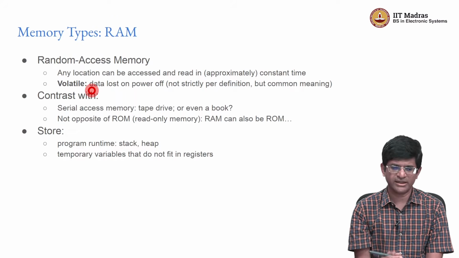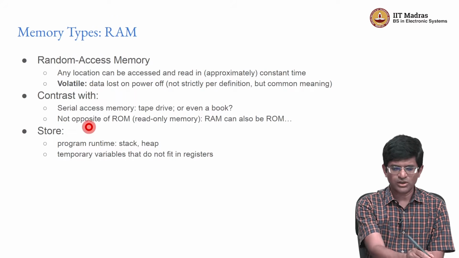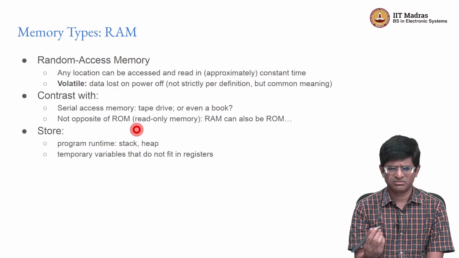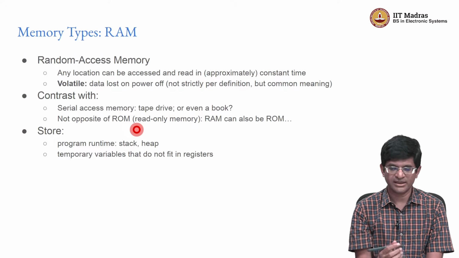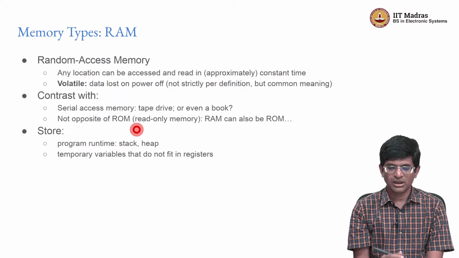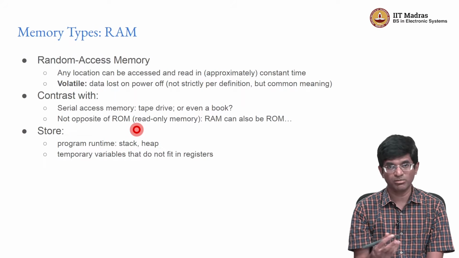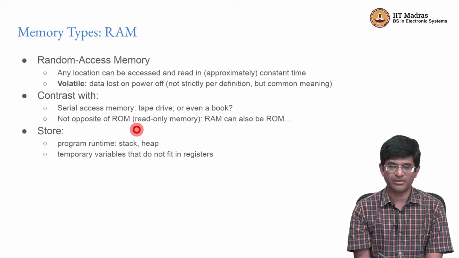That's typically the way that we think about it. But the important point is we also think of RAM as being the opposite of ROM, which is read-only memory, which is completely incorrect, right? There's no connection really between the two. RAM could be read-only, right? And a ROM could be something which is not random access.